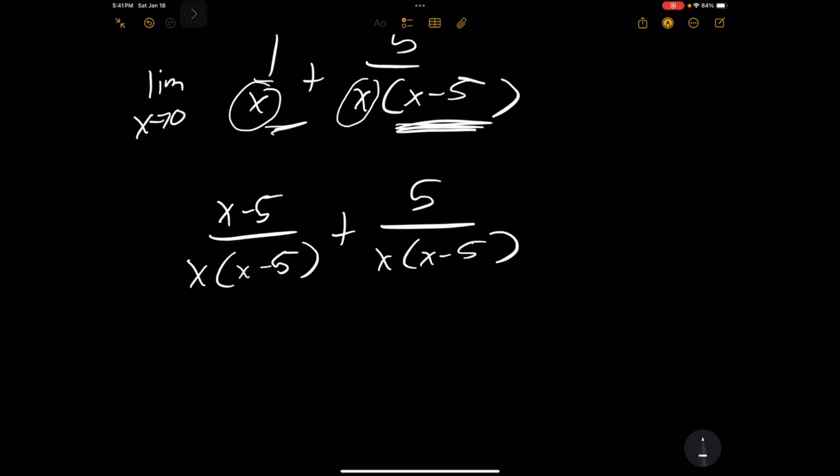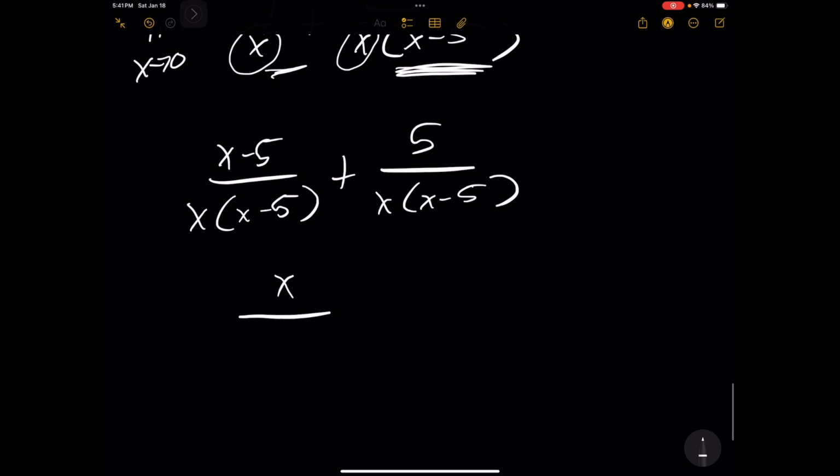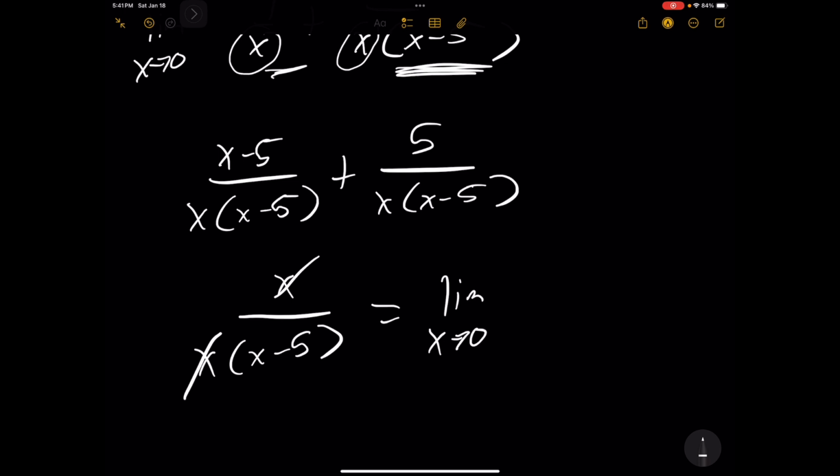Now we see we have the same common denominator, so we can add across. We have x minus 5 plus 5, which is just x, over x times (x minus 5). We have something that can cancel. We can cross the x's off, and we're left with the limit as x approaches 0 of 1 over x minus 5. We can plug 0 in directly and get 1 over negative 5.